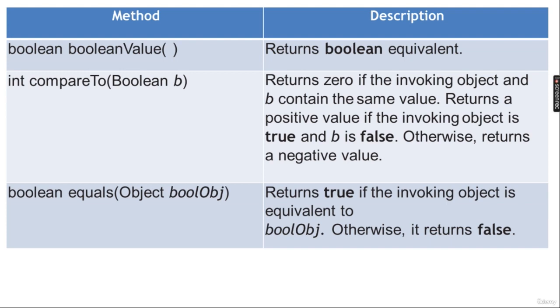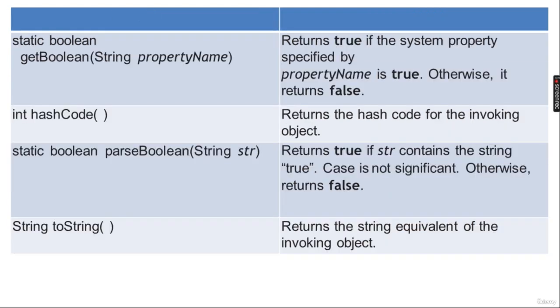int compareTo(Boolean b) returns 0 if the invoking object and b contain the same value. It returns a positive value if the invoking object is true and b is false. Otherwise, it returns a negative value. boolean equals(Object boolObj) returns true if the invoking object is equivalent to boolObj. Otherwise, it returns false.